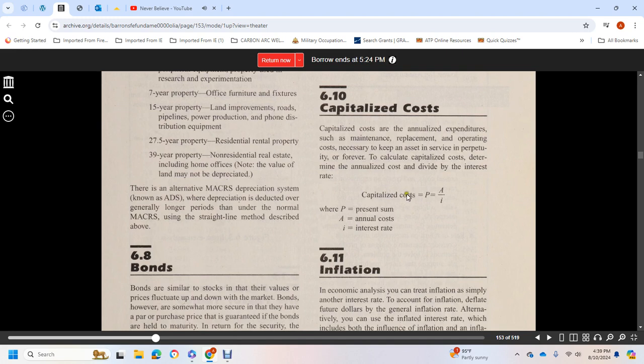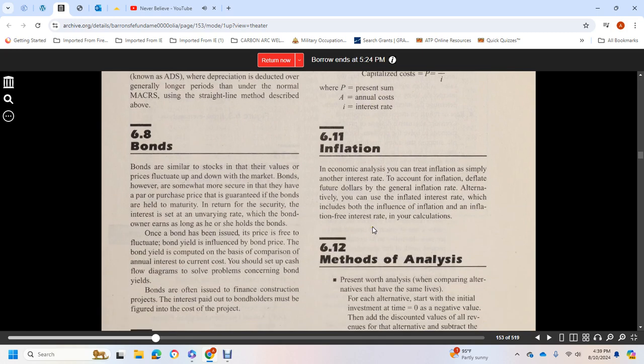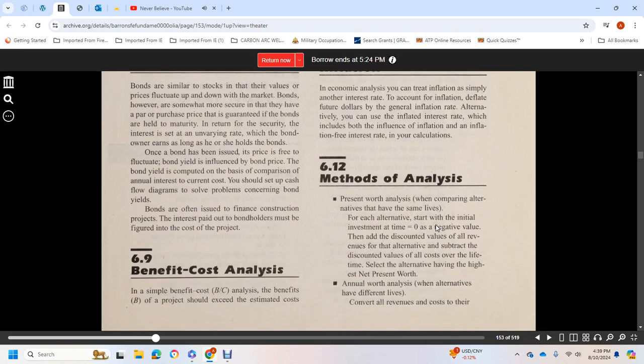Capital cost equals present sum equal to annual cost over the interest rate. 6.11 Inflation. In economic analysis, you can treat inflation simply as another interest rate to account for the deflation of the future dollar with the general inflation rate. Alternatively, you can use the inflated interest rate, which includes both the influence of inflation and the inflation-free interest rate in your calculations.